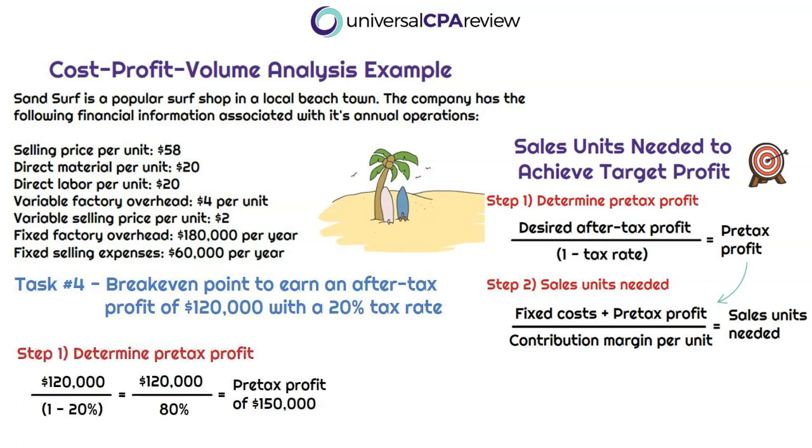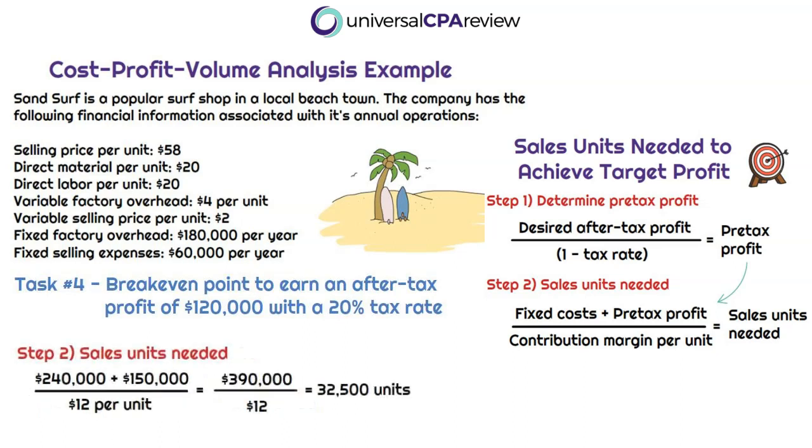So we just take that $120,000, divide by 1 minus 20%. So 120,000 divided by 80%. And that tells us the pre-tax profit needs to be 150,000. That's the same as task number 3, and that's what I wanted to illustrate. And then step number 2 would be the same. We get back to that 32,500 units, right?